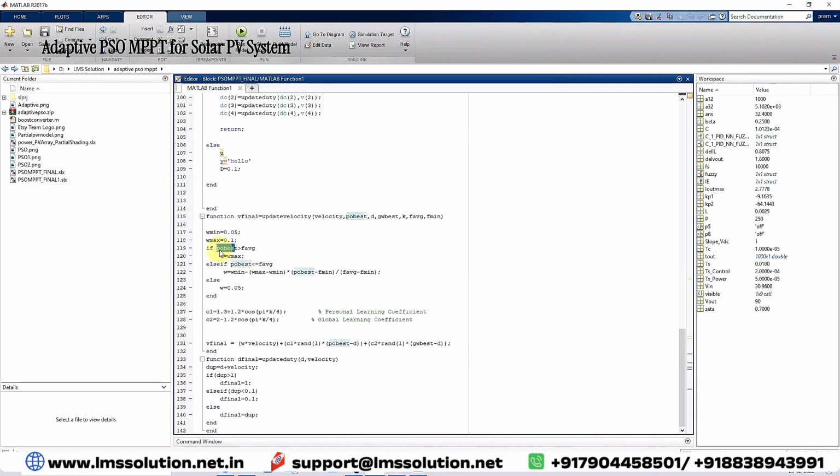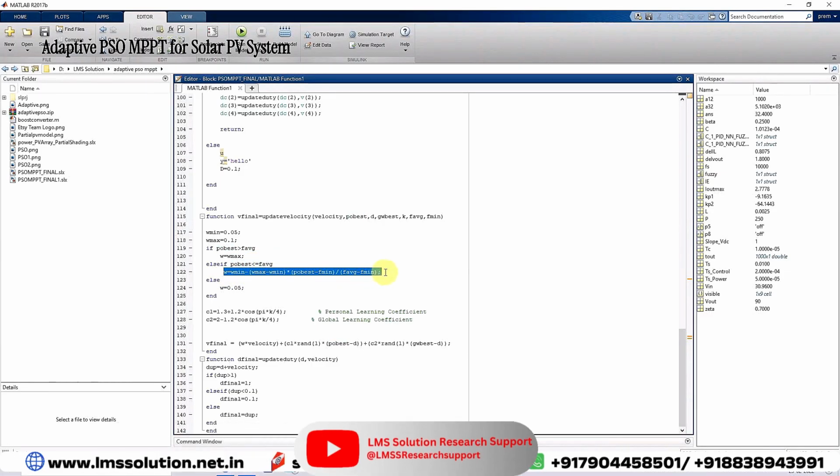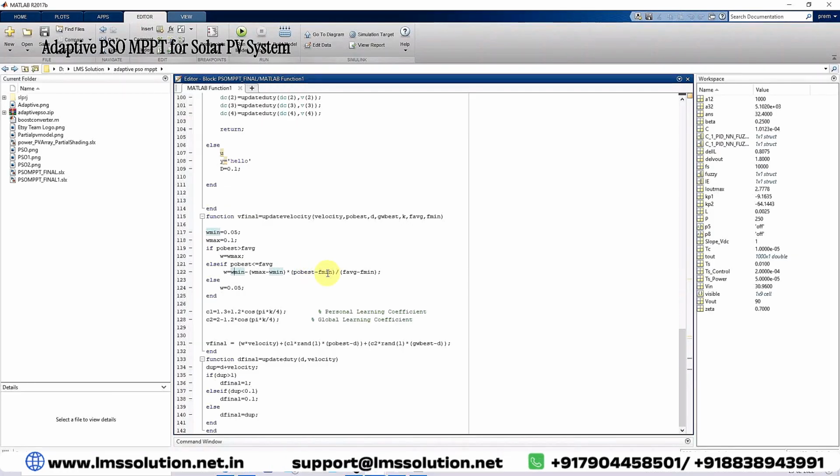If the particle fitness is greater than the average fitness, then W takes the maximum value, 0.1. If the particle fitness is less than or equal to the average fitness, then you calculate the inertia based upon this equation: W equals W max minus W min, multiplied by the population fitness minus the minimum fitness of that particular iteration, divided by the average fitness minus the minimum fitness. If the particle fitness is less than or equal to the minimum and average fitness, then you calculate the inertia using this formula. If both conditions are not true, then the inertia is taken as 0.05.